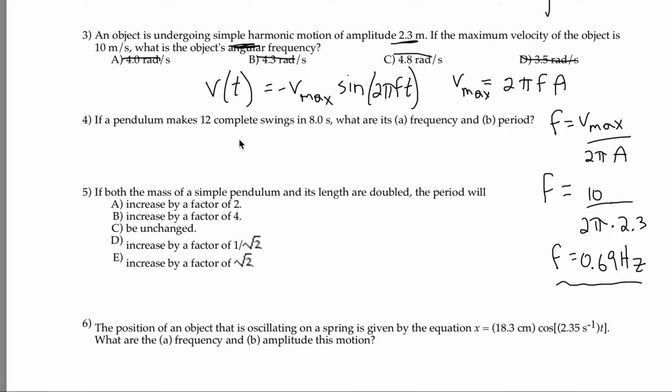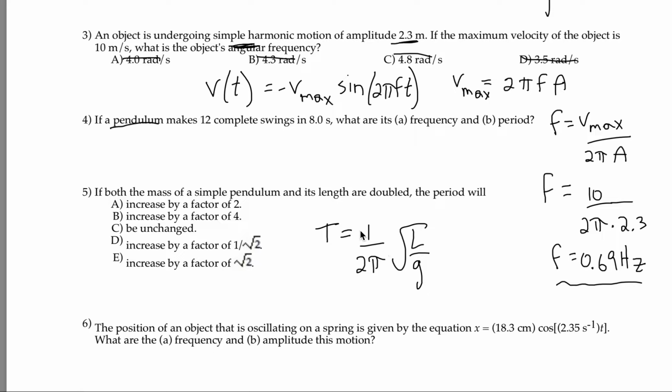Let's look at number 4. If a pendulum makes 12 complete swings in 8 seconds, what are its frequency and period? So as soon as you see the word pendulum, you might be tempted to write down the equation that we have for the period of the pendulum, which is the period is equal to 1 over 2 pi times the square root of L over g.